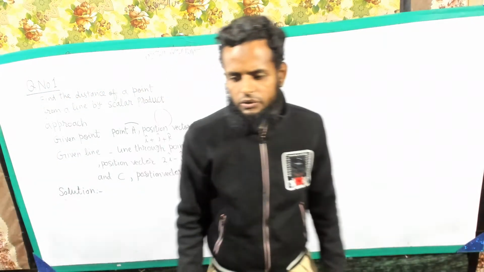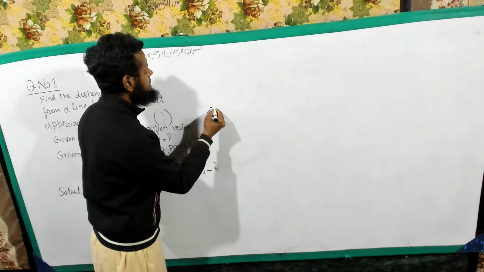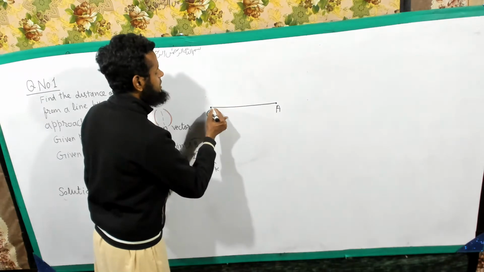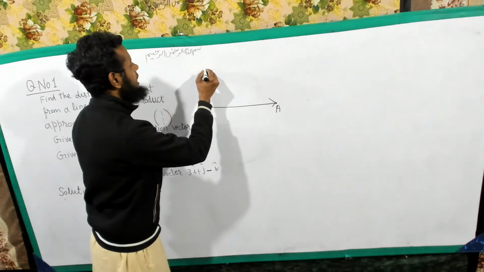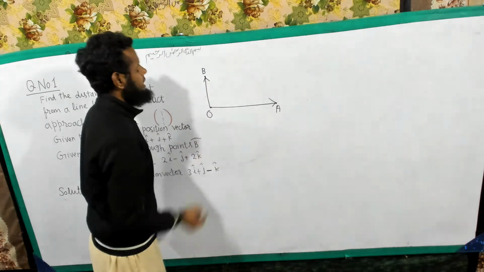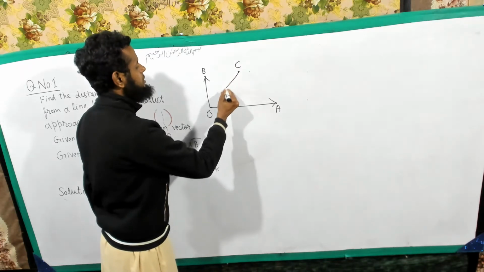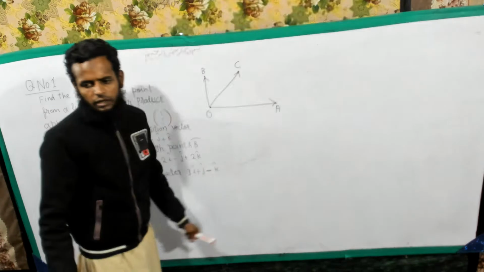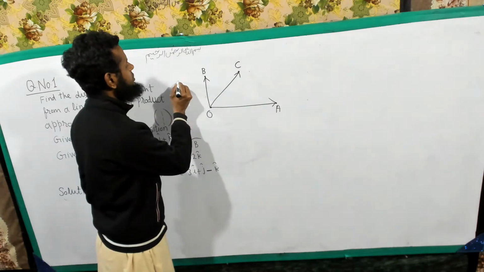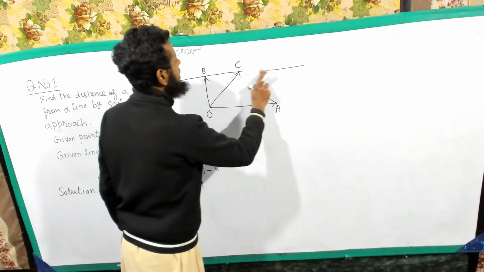So we start the solution of this question. First of all, we draw its figure. As O is our origin, and suppose A is here, so its position vector is OA. We put arrowhead here. I make point B and I draw its position vector. I draw B and C, a line, as our line is passing through point B and C.